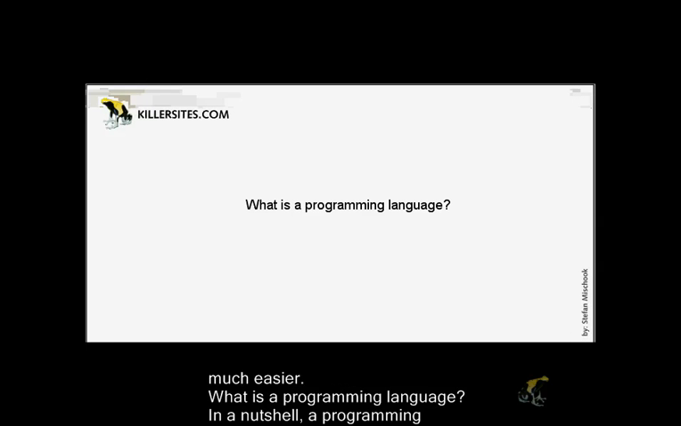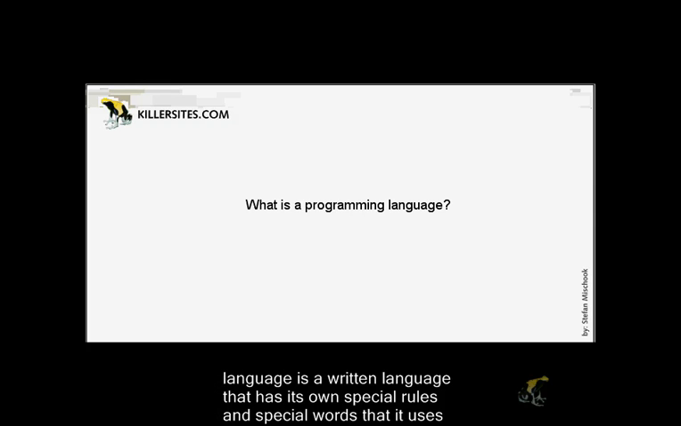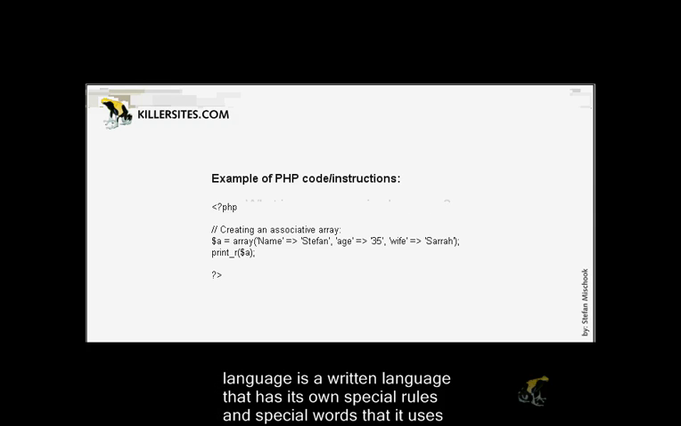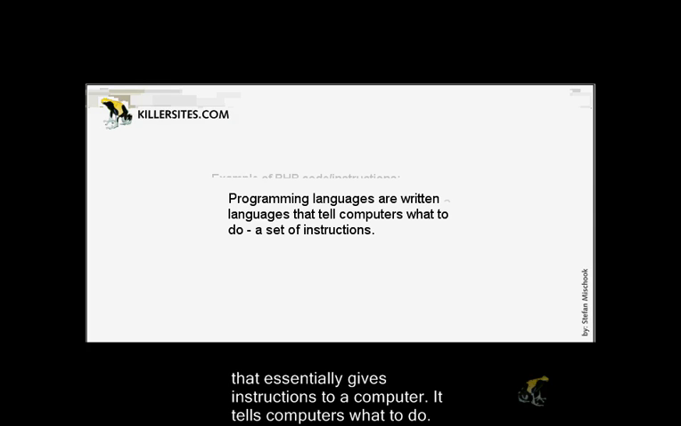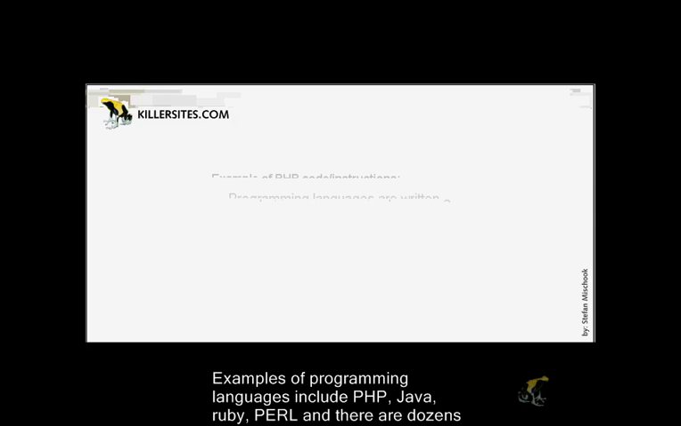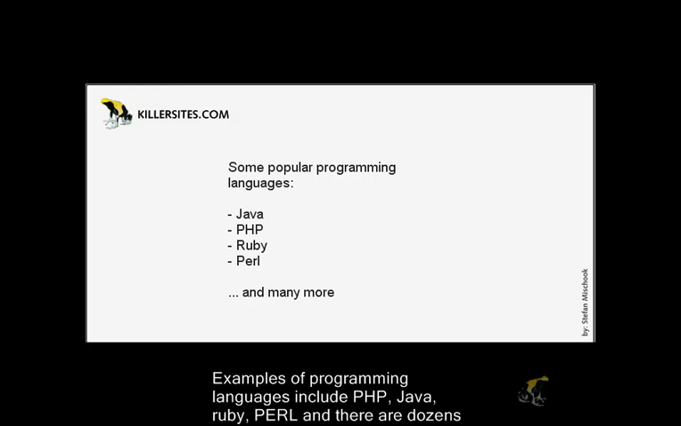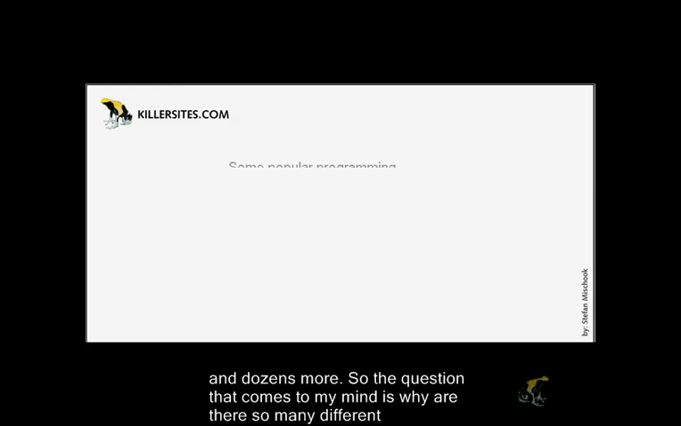What is a programming language? In a nutshell, a programming language is a written language that has its own special rules and special words that it uses that essentially gives instructions to a computer. It tells computers what to do. Examples of programming languages include PHP, Java, Ruby, Perl, and there are dozens and dozens more.